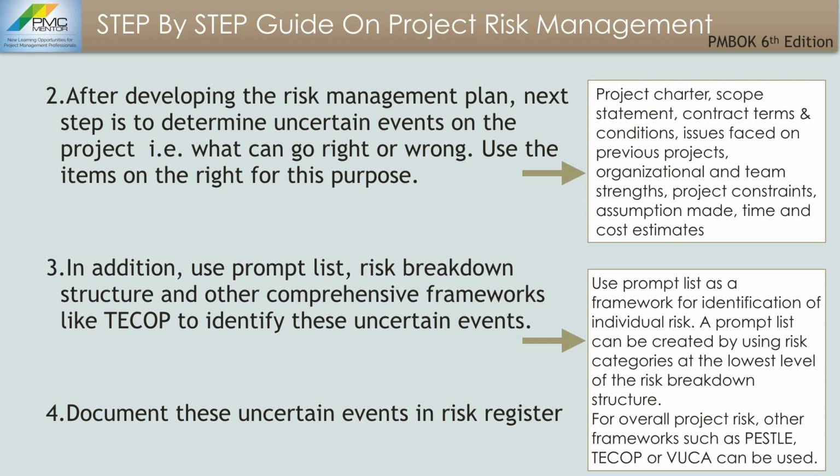In addition, use prompt lists, risk breakdown structure, and other comprehensive frameworks like TCOP to identify these uncertain events. From the exam standpoint, you should know that a prompt list can be created by using risk categories at the lowest level of the risk breakdown structure. For overall project risk, other frameworks such as PESTLE, TCOP, and VUCA can be used. Number 4 step is to document these uncertain events in the risk register.